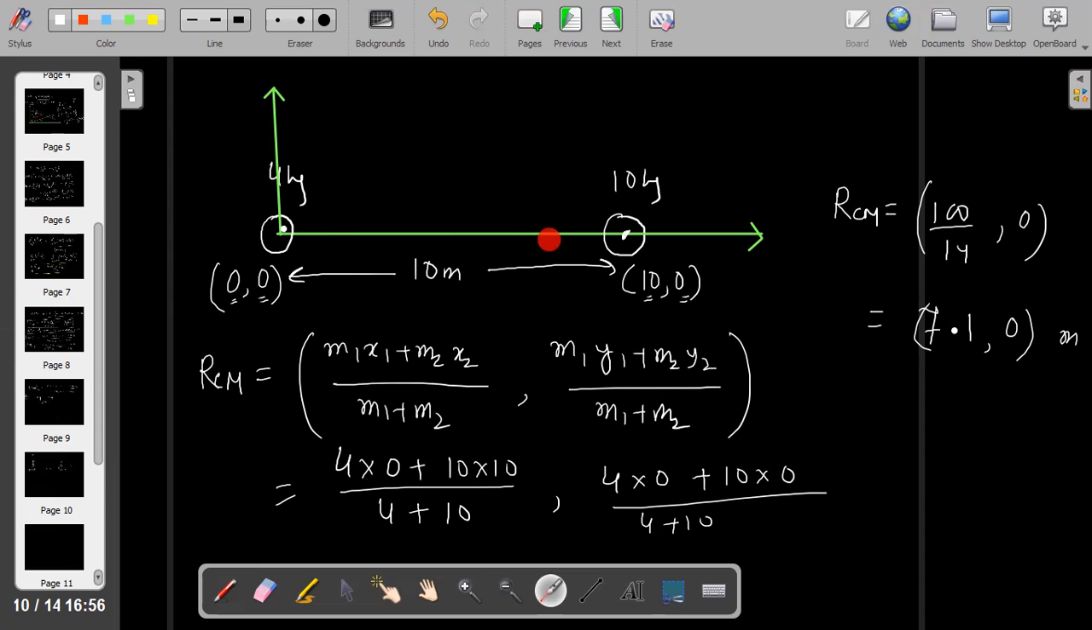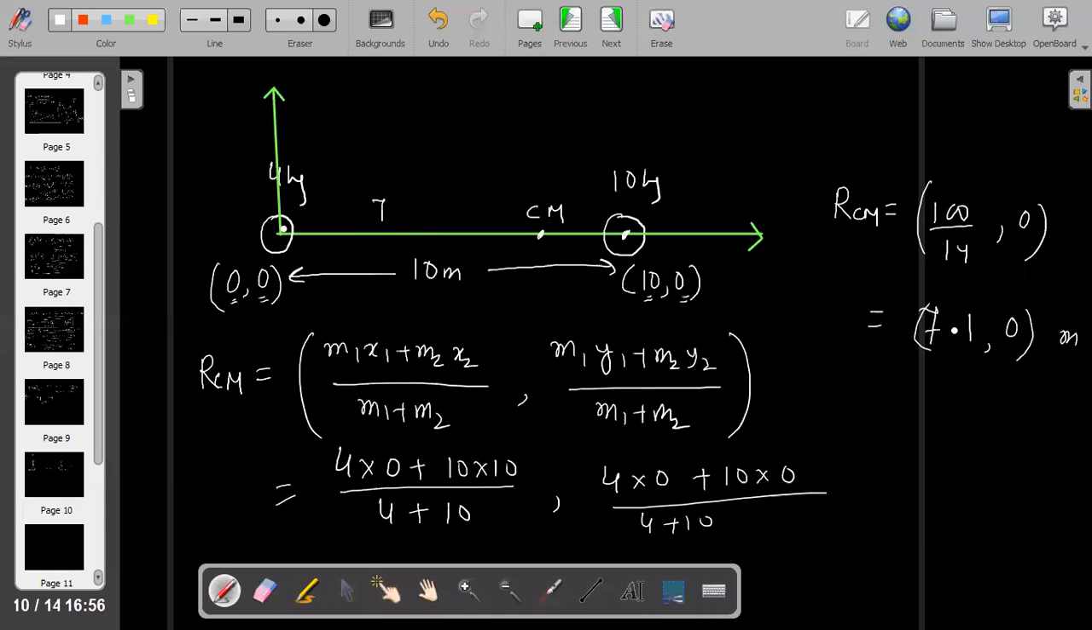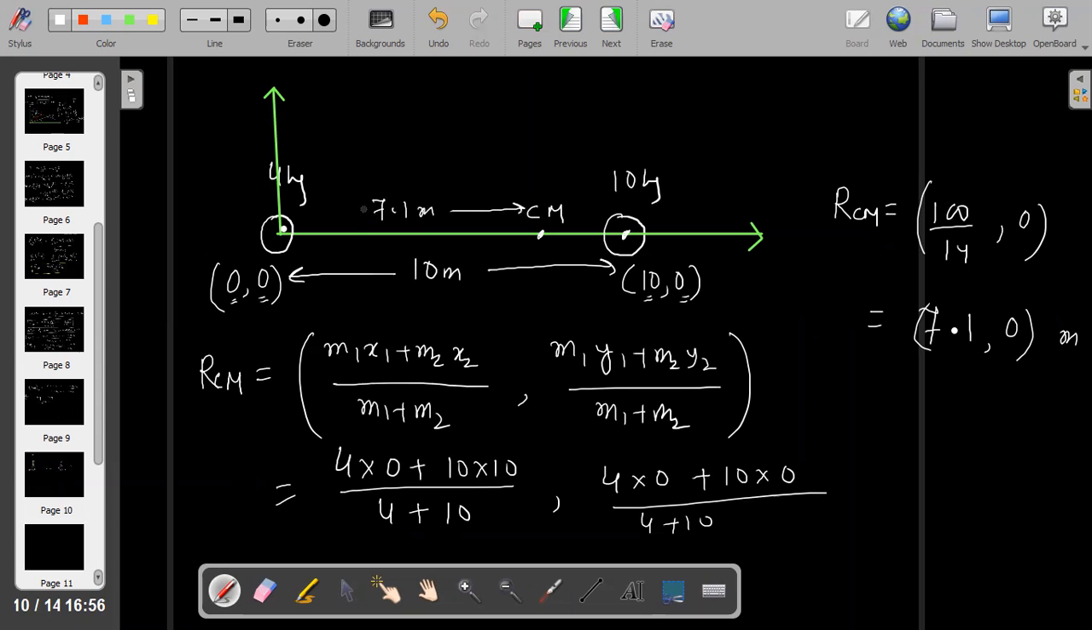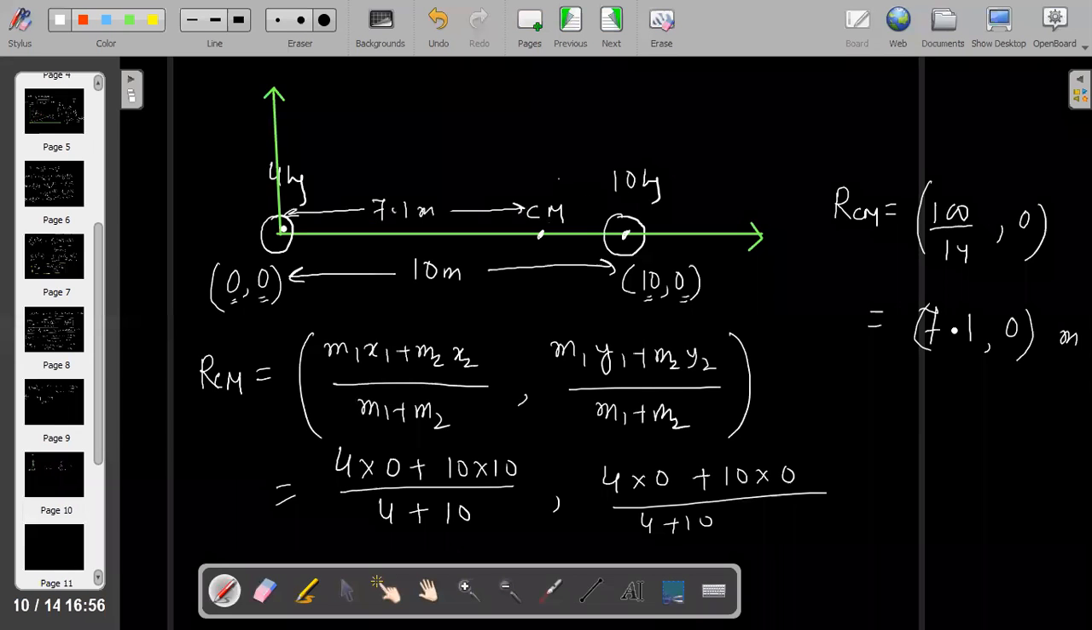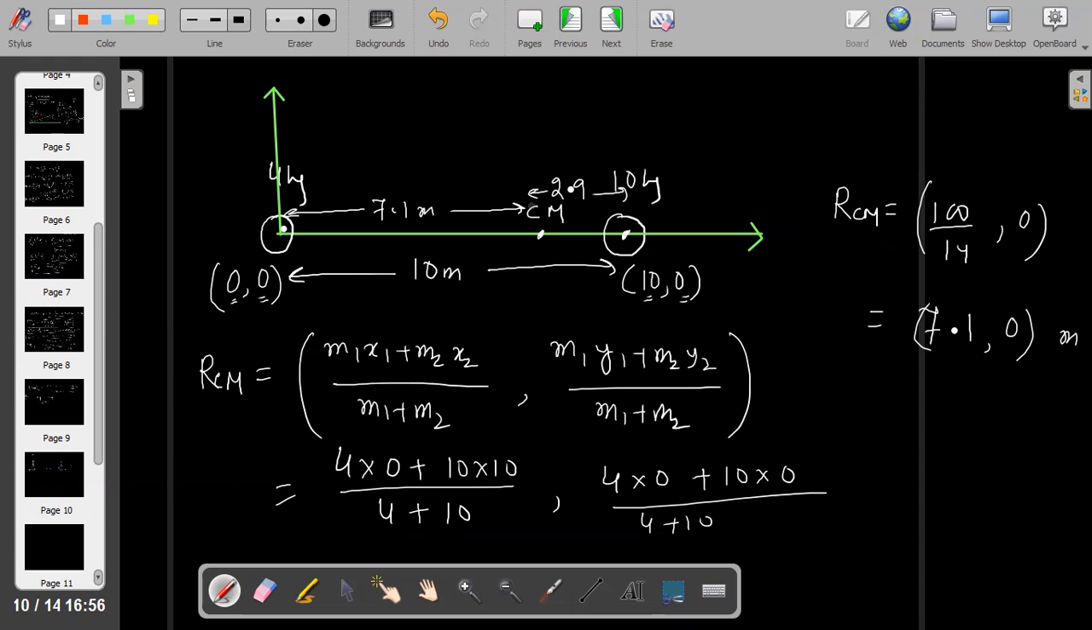7.1 from here means it lies near the bigger mass. Proved: the center of mass lies near the bigger mass. So the center of mass will be here. It is at a distance of 7.1 meters from the 4 kg mass, and the remaining distance of 2.9 meters from the 10 kg mass. So this proves that the center of mass always lies near the bigger mass. Do you understand this formula?